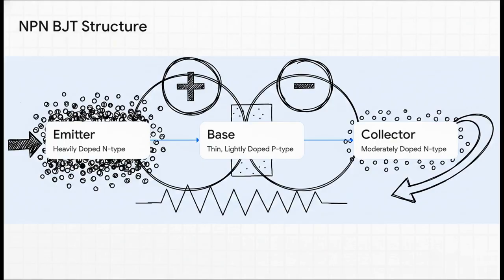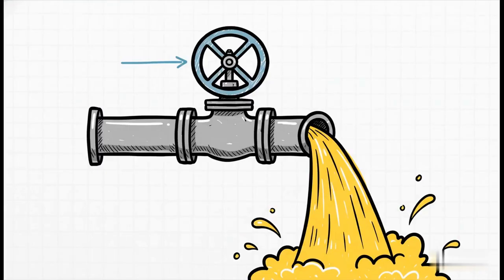And all these details, heavy doping, thin base, they're all engineered for a very specific reason. So the story goes a little something like this. You inject a tiny little current into the base, and that base current acts like a control knob, opening a valve that lets a much larger current flow from the emitter through to the collector. Simple cause and effect, right?